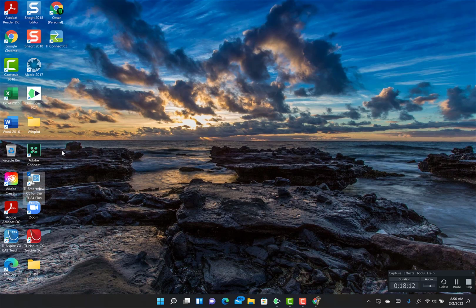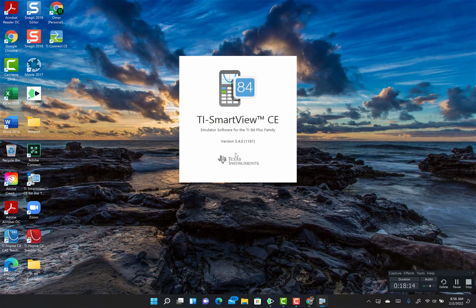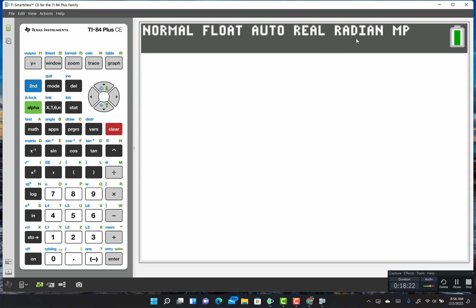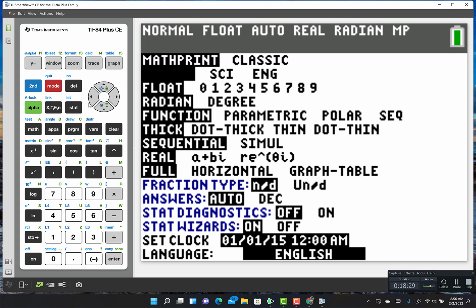Here's my calculator. And come on, buddy. Go, go, go. All right, here it is. And it doesn't matter. Do you guys want to see the angle? Do you guys want me to put it to degree so you guys can see it? Okay. So mode, let me put it to degree so you guys can see it. It doesn't matter what we're at, radian or degree. It's still going to work.